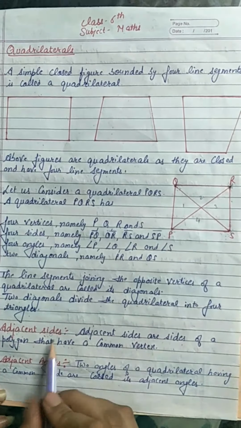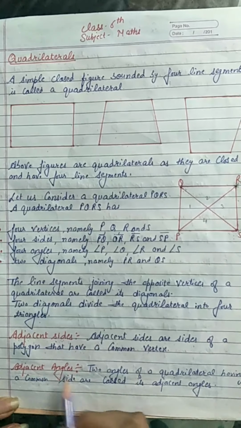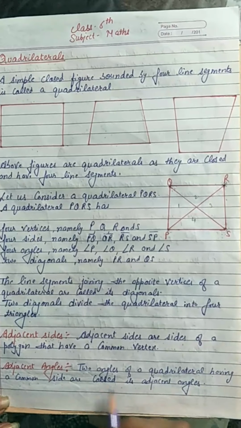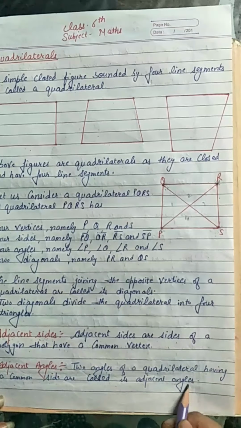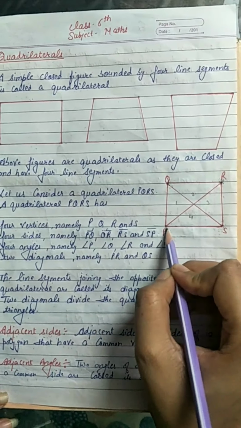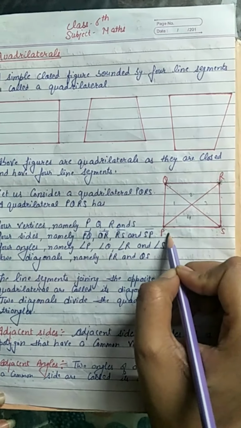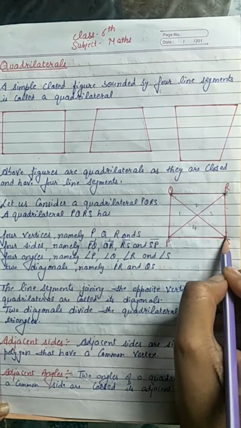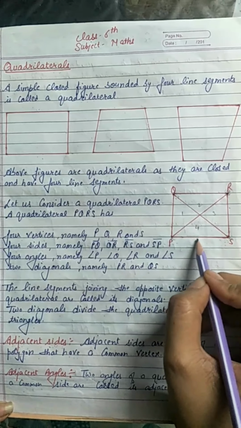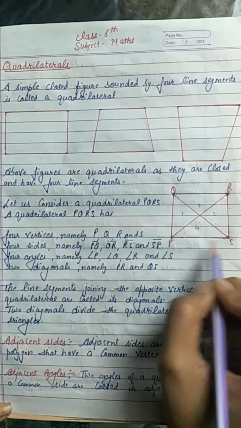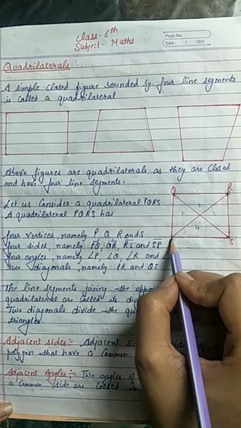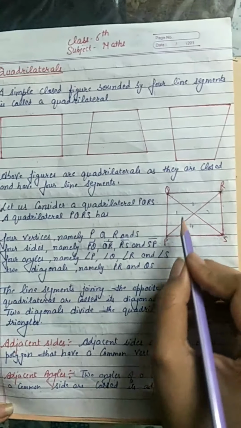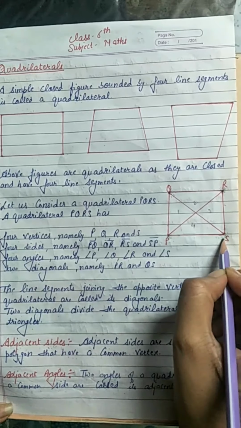Okay, next is adjacent angles. 2 angles of a quadrilateral having a common side are called its adjacent angles. Look here, PQRS is a quadrilateral. Angle P and angle S are adjacent angles having common side PS. So we can say that angle P and angle S are adjacent angles of this quadrilateral PQRS.